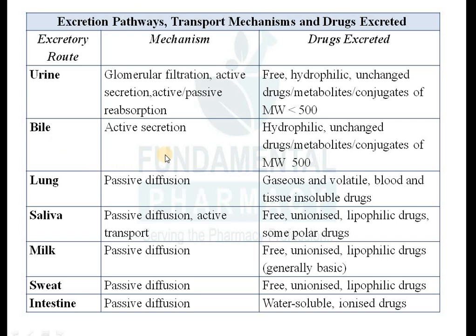Some drugs are also eliminated in the bile, excreted in the bile. That is by active secretion. So which kind of drugs are secreted? Hydrophilic, unchanged drugs and metabolites, and their conjugates having molecular weight less than 500.